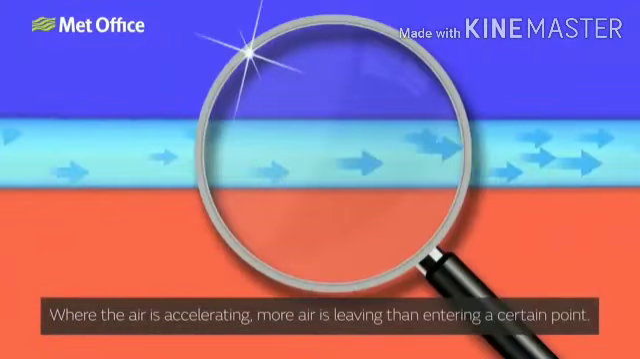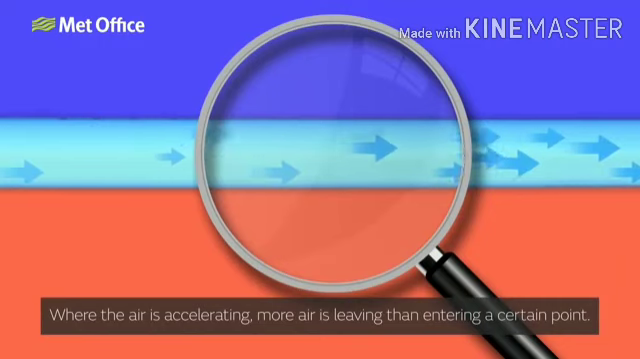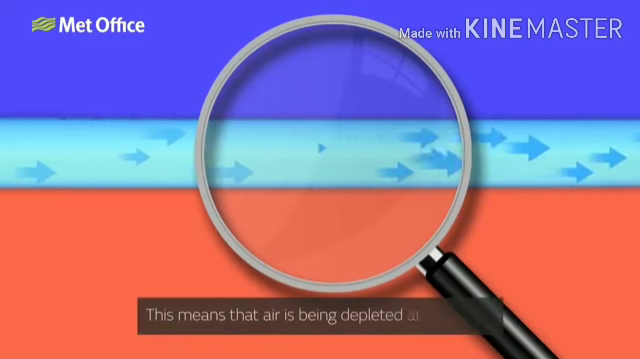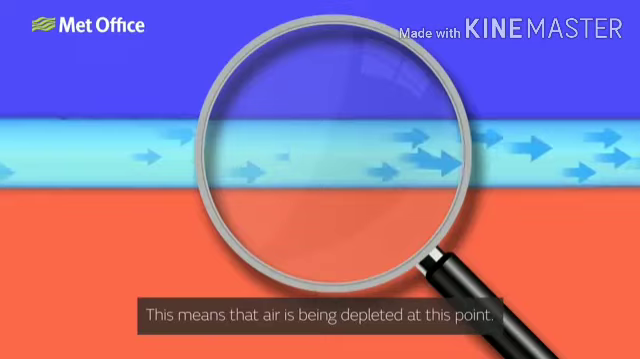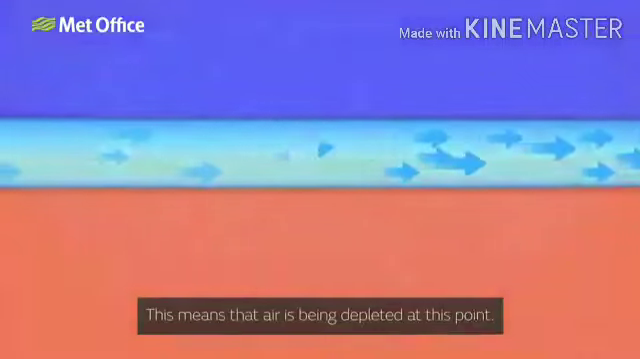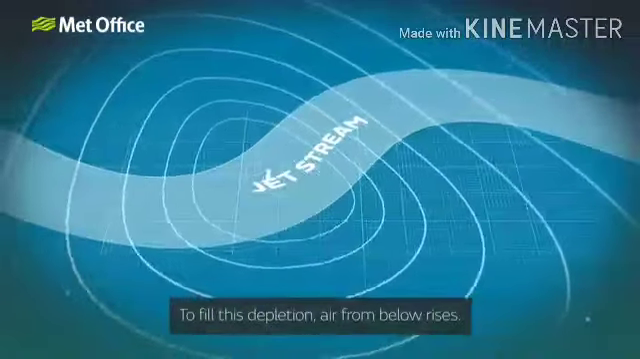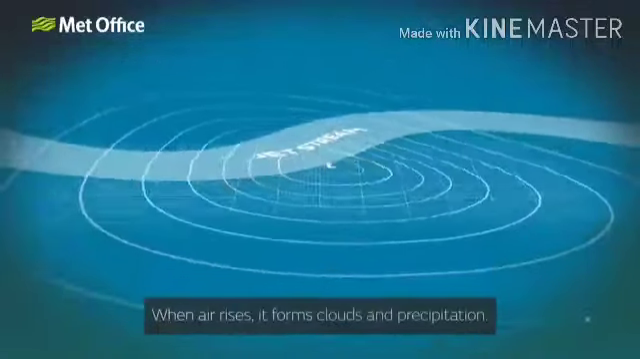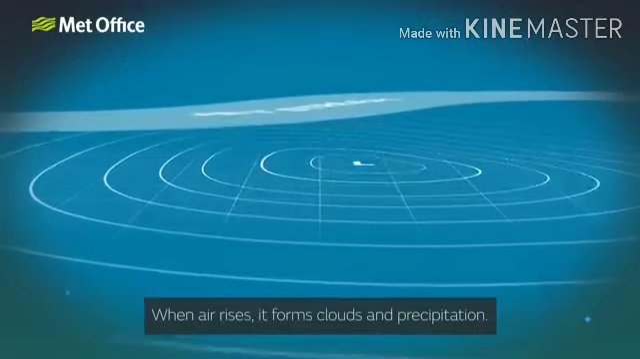Where the air is accelerating, more air is leaving than entering a certain point. This means that the air is being depleted at this point. To fill this depletion, air from below rises. When air rises, it forms clouds and precipitation.